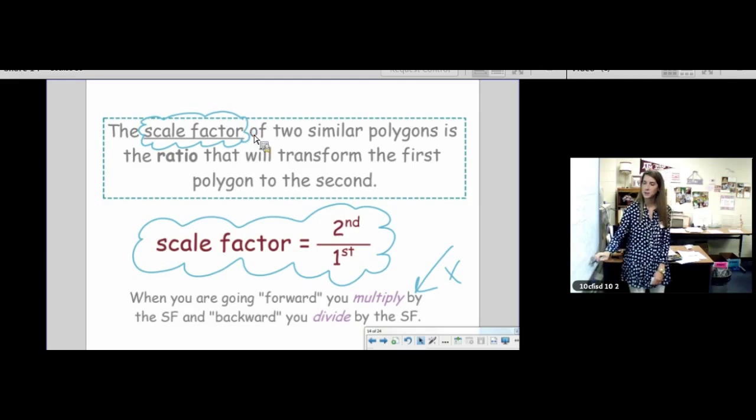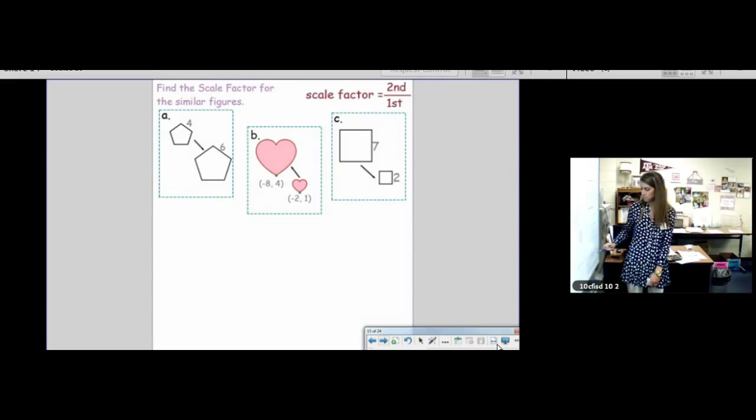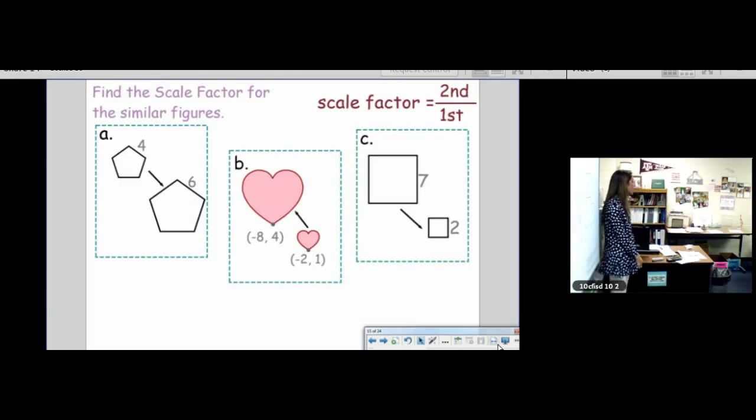Let's practice finding some scale factors. Everybody look at A. Only look at A. I want to know the scale factor that gets me from here to here. So what that's asking is, what can I multiply 4 by and end up with 6? 4 times 2, what's 4 times 2? 8. Okay, so it's not 2. Where'd you get 1.5 from?